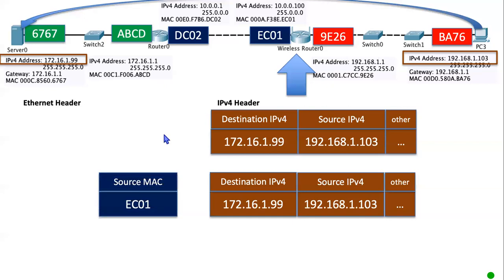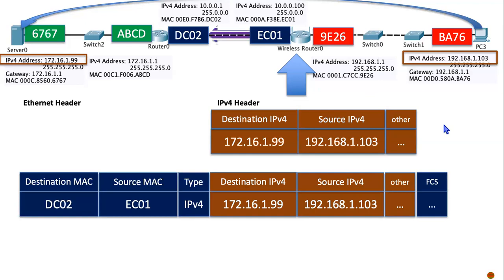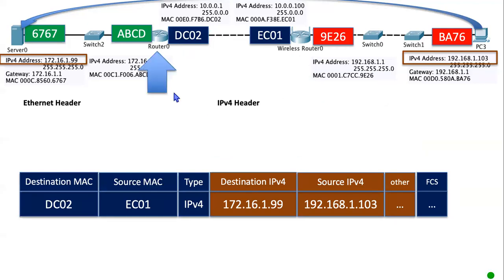So its routing table tells us we're going to send this out the EC01 interface, this interface here, this Ethernet MAC address, EC01. The destination MAC address will be DC02. We have a new Ethernet frame. It's going to go out wireless router 0 to, I guess, regular router 0, receives it. Okay. All right, now let's see what happens.